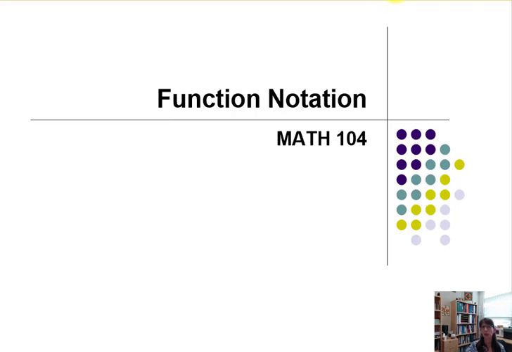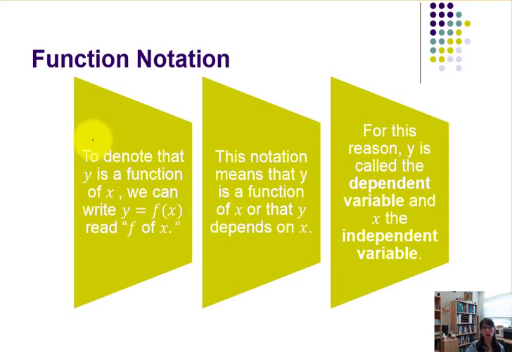In this video, we'll talk about function notation. We use function notation to denote that y is a function of x. So we write it like this, y equals f parenthesis x. The way we would actually read that is y equals f of x.